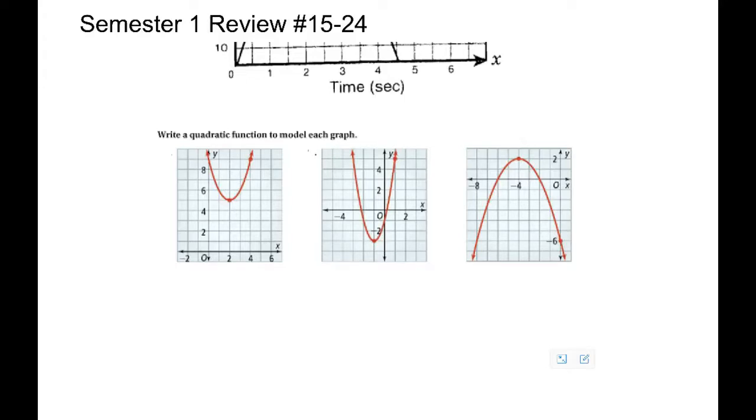This is a semester 1 review. I'm going to do problems 15 to 24. In problem 15, they want you to write a quadratic function to model each graph.